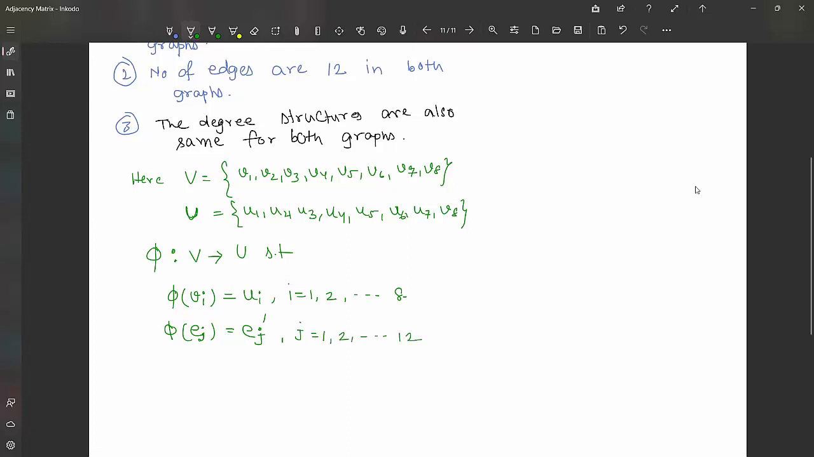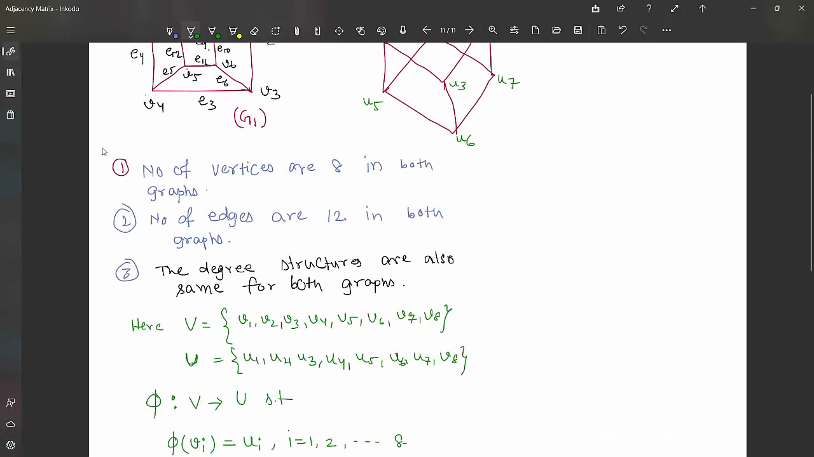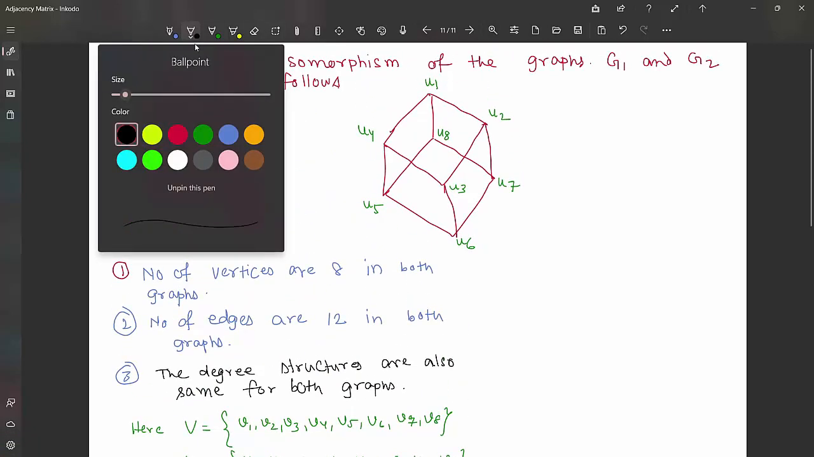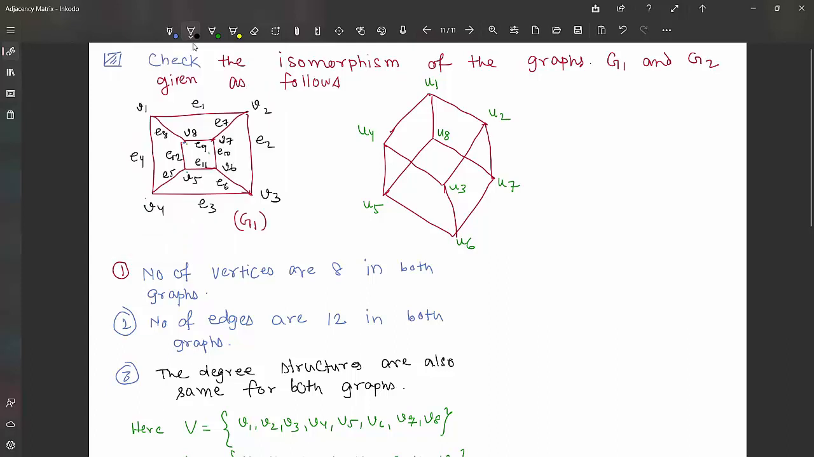So now we will mark the edges as per this mapping. So here you can see, just start with the above portion. V1 and V2, there is U1, so it will be E1 prime. U2 and U3 it will be E2 prime, and U3 and U4 it will be E3 prime, and U4 and U1 it will be E4 prime.